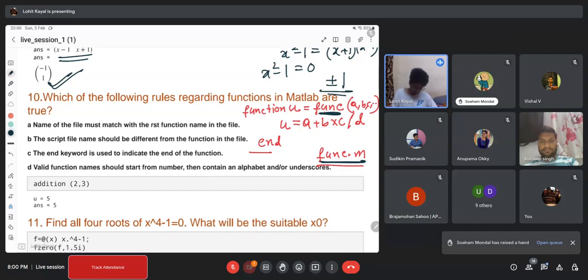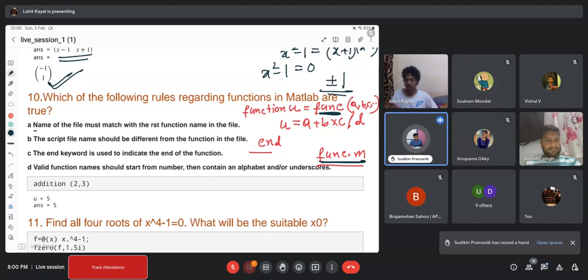So the first option, name of the file, please try it in MATLAB, then you will be able to understand. Yes, Pramanik. Sir, I have written what you have written: function u equals func comma a comma b comma c and d. But sir, it is showing error, function no definition. Obviously it will show error.